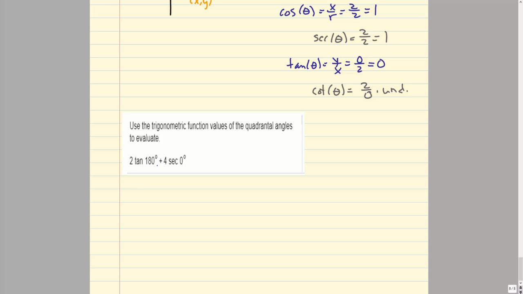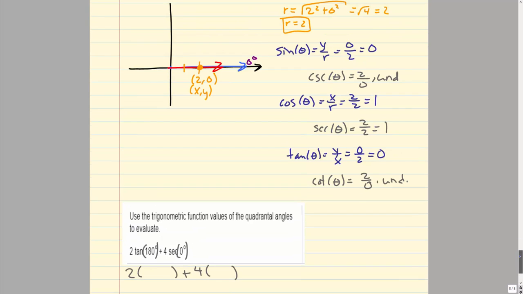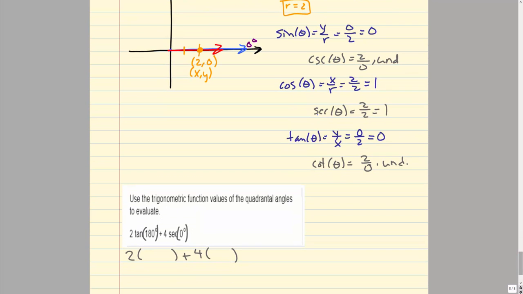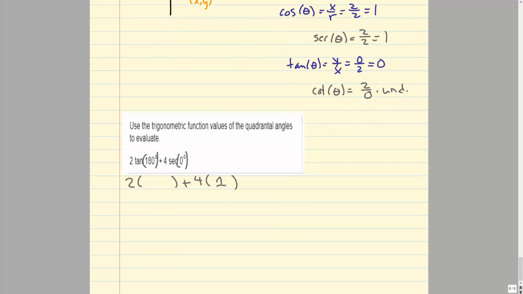So let's look at 2 tangent 180, and again, they should be putting parentheses around the arguments of their trig functions. Drives me crazy. So here we have 2 tangent 180 plus 4 secant of 0. Well, we just were working with 0 up here, so let's go ahead and run up here and find our secant of 0. I guess we could have put in 0 degrees for each of these thetas, but here's the secant of 0 is 1. Okay, now the tangent of 180. So let's look at the tangent of 180.